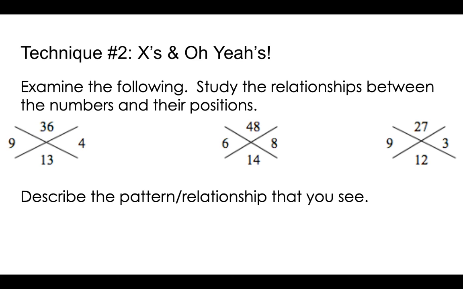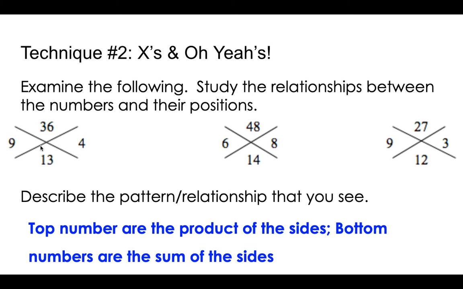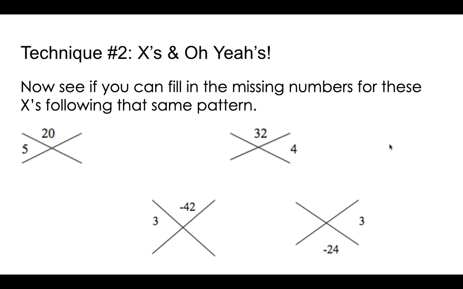Okay, so welcome back. I hope you paused it and tried to figure it out. What you may have seen and what you should have seen is that if you look at the top number, it's the two side numbers multiplied by each other. And the bottom number is the numbers added together. So 6 times 8 is 48, 6 plus 8 is 14, 9 times 3 is 27, and 9 plus 3 is 12. So here what we're going to do, we're going to do some examples.